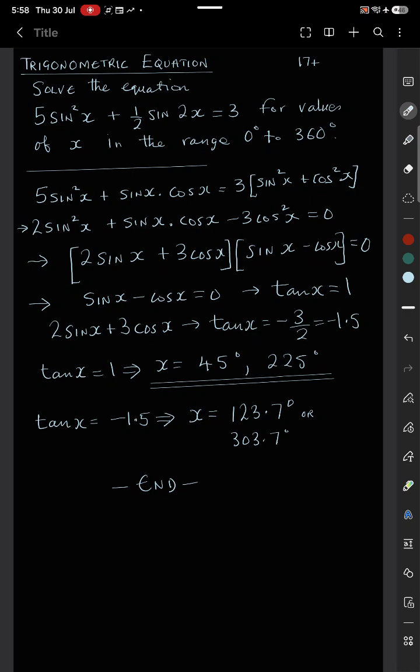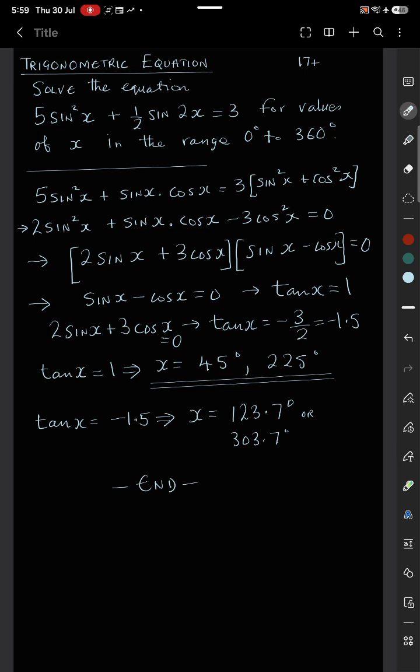In the case that sine x minus cos x equals 0, that leads us to tan x equals 1 quite easily. And in the second case, we have 2 sine x plus 3 cos x equals 0, and that leads us to tan x equals minus 1.5. Little correction here, I should have had equal to 0 over there. That's my deliberate error on this occasion.